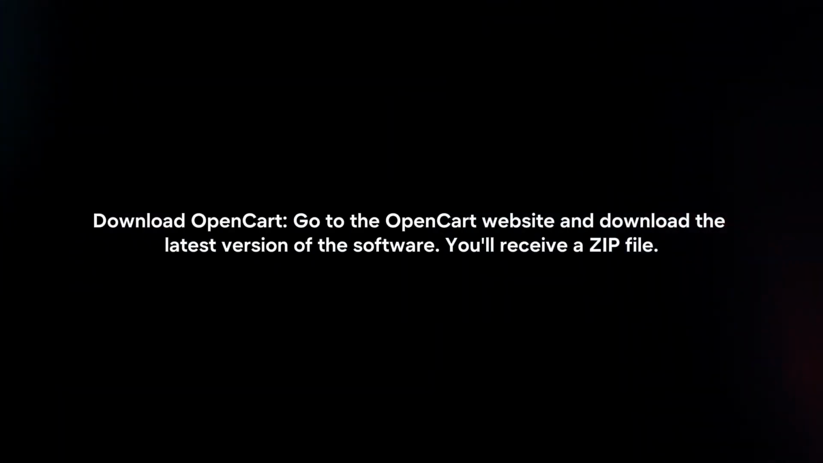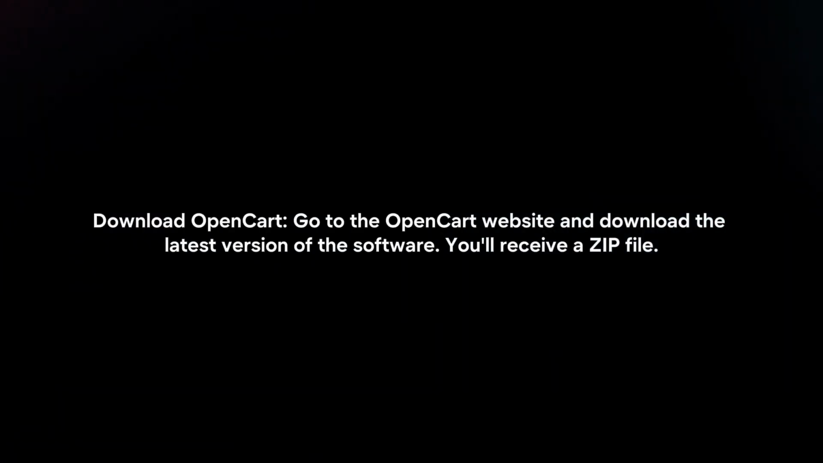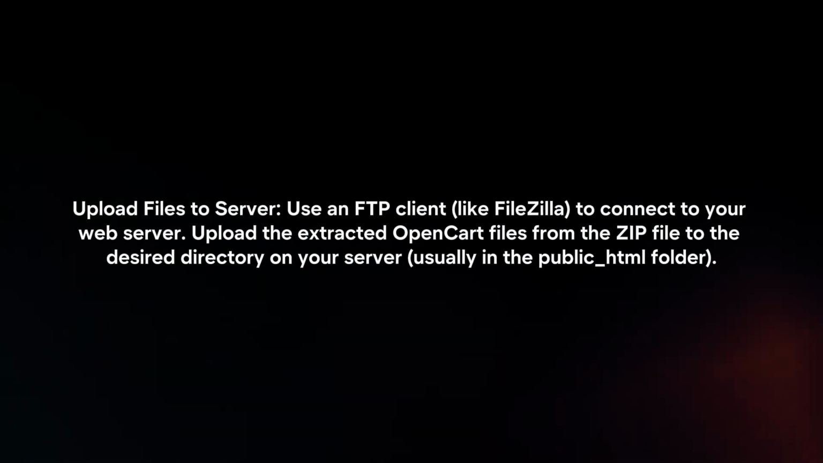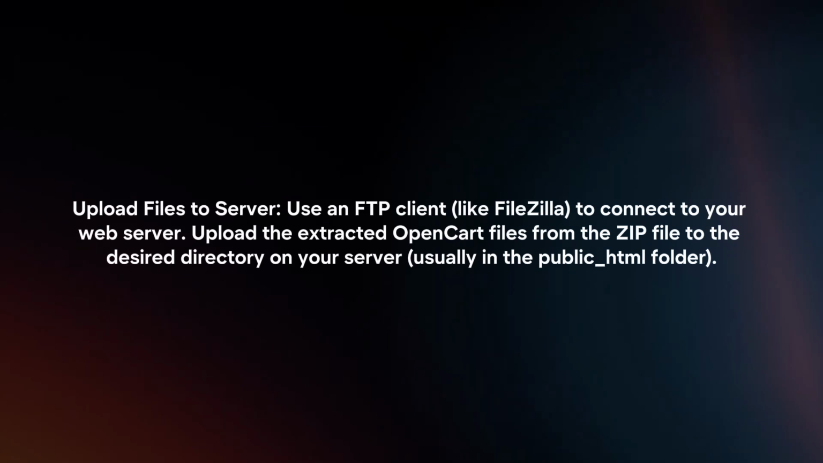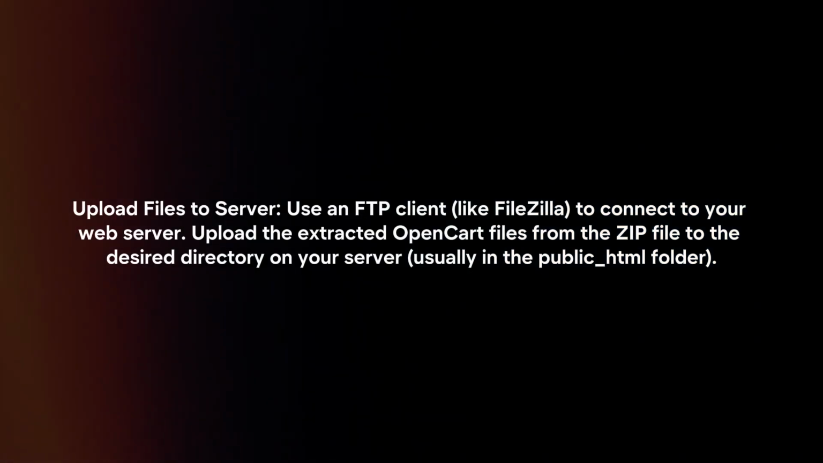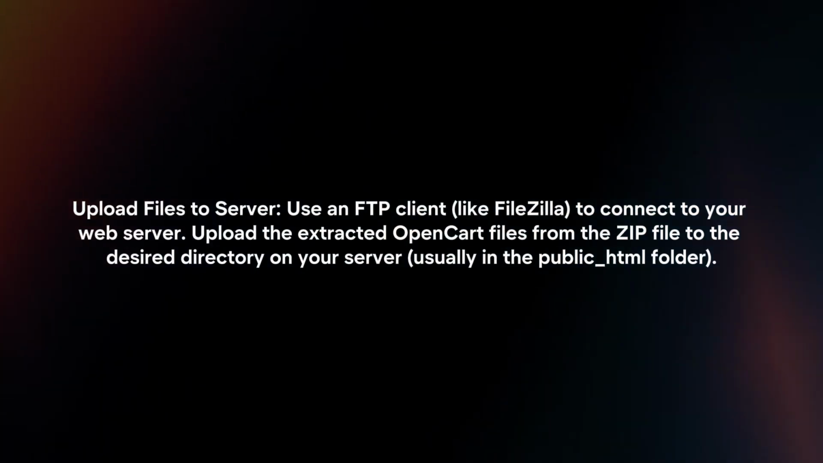Download OpenCart. Go to the OpenCart website and download the latest version of the software. You will receive a zip file. Upload files to server. Use an FTP client to connect to your web server. Upload the extracted OpenCart files from the zip file to the desired directory on your server.